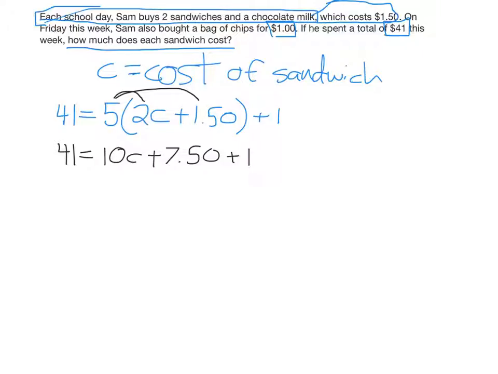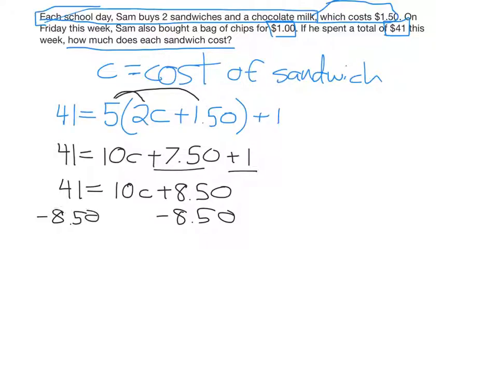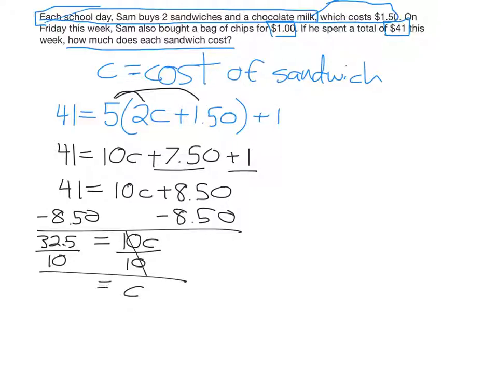I can combine like terms here, and that's going to give me 41 equals, these guys can go together, 10c plus 8.50. And now I just got a two-step equation. Let's subtract. I have 10c equals 41 minus 8 is 33. $33. If we take away 50 cents, we'll have 32.5. And now I divide by 10. And I get C equals, when you divide by 10, we just move the decimal to the left one place, 3.25. So each sandwich costs $3.25.